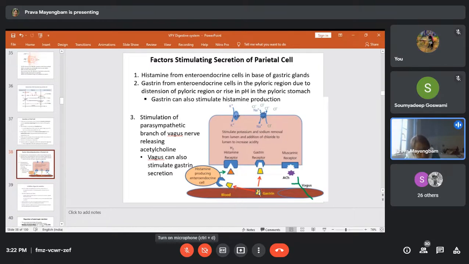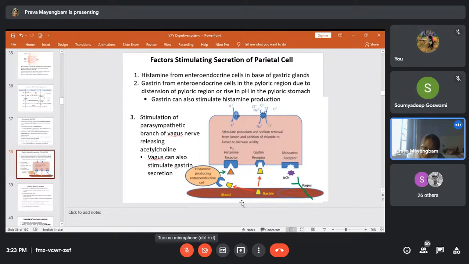So that gastrin secretion will increase when there is more distension of the pyloric region. That means when food is accumulated in the stomach and is about to pass to the intestine, the food is passing through the pyloric region. When the pyloric region of the stomach is distended, there will be secretion of gastrin.